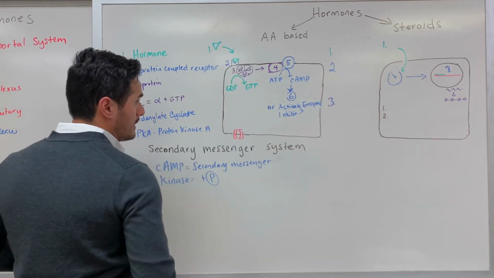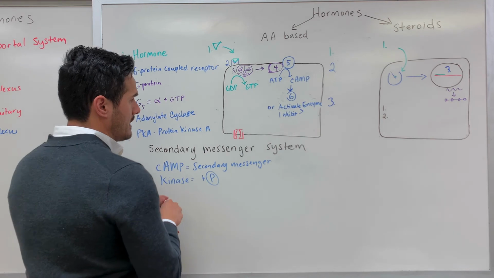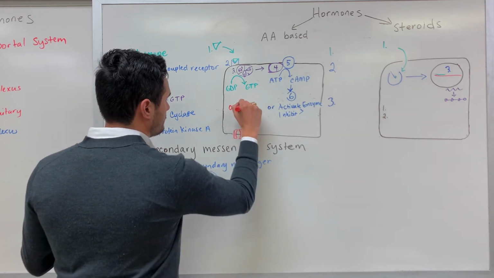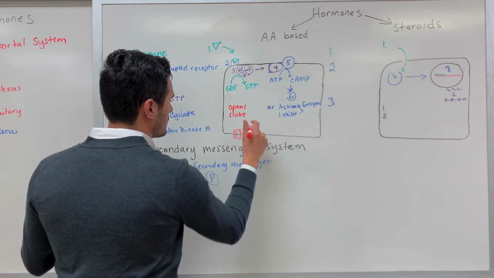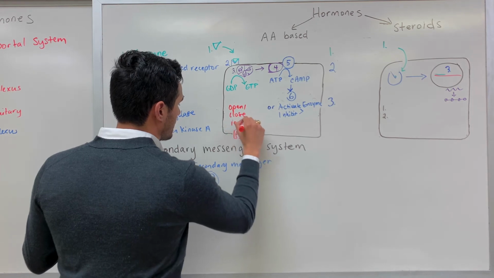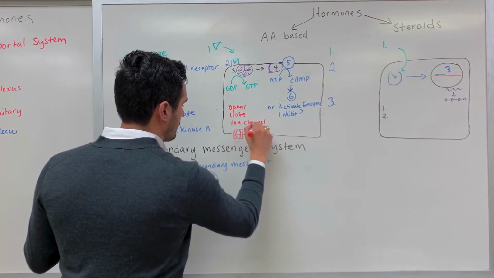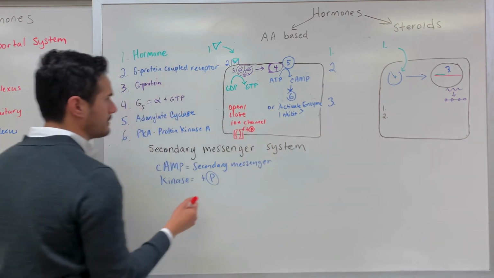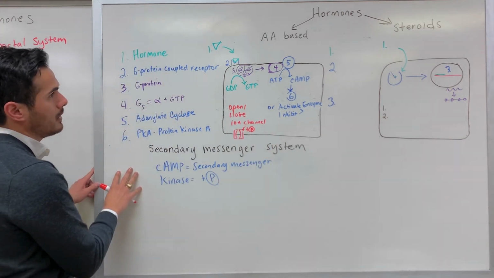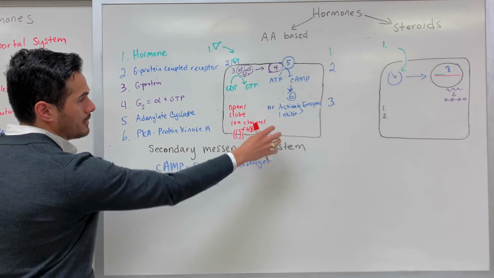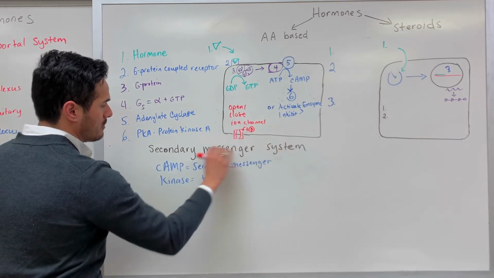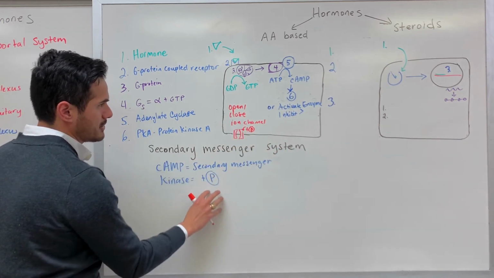Or what we can do with protein kinase A is either open or close this ion channel over here by adding a phosphate group to this channel. Okay, so that's going to do it for the amino acid-based hormones using this secondary messenger system.